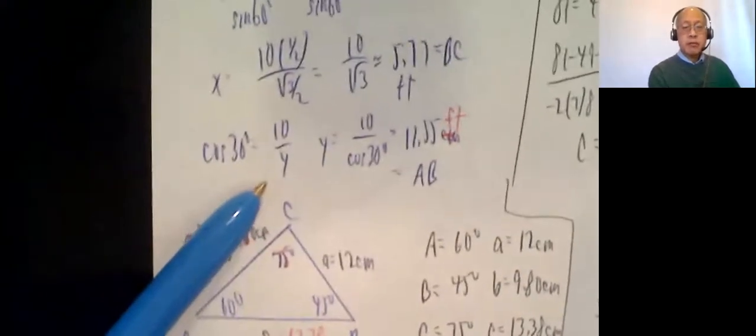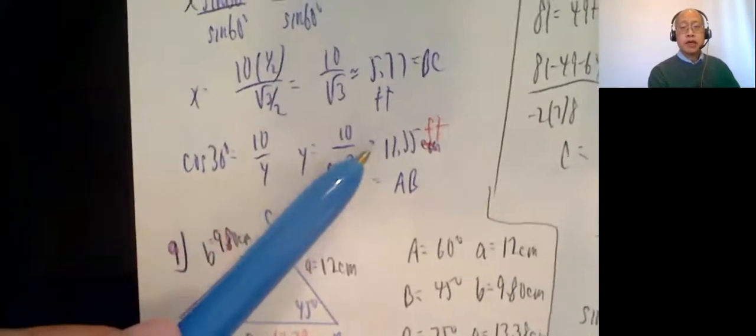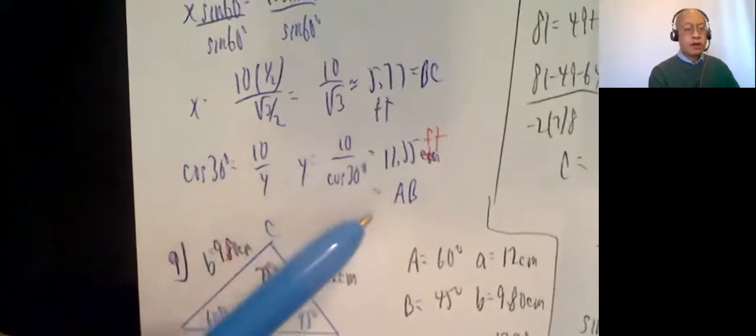Cosine of 30 degrees is adjacent over hypotenuse, 10 over y. So y is equal to 10 over cosine of 30 degrees, roughly 11.55 feet for A, B.